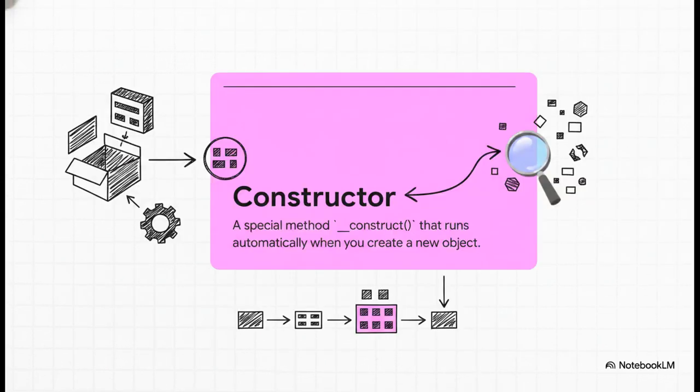Okay, so whenever we create a new object, we need to get it set up and ready to go, right? Well, that's the job of a very special method called a constructor. In PHP, it's always named __construct. And here's the key. It runs automatically the second a new object is created. You never have to call it yourself. Its only job is to set up the object's properties right from the start.